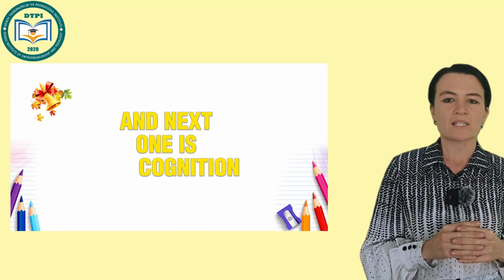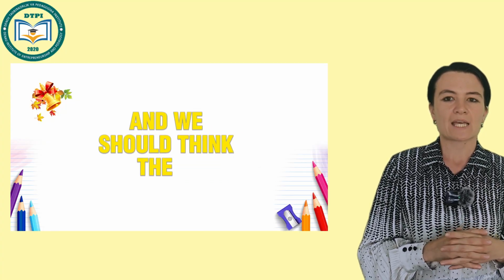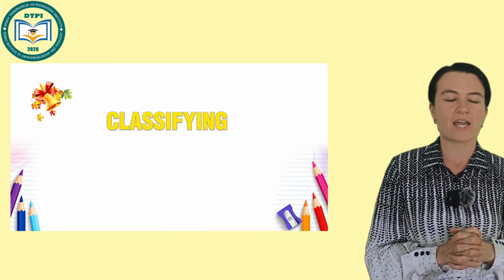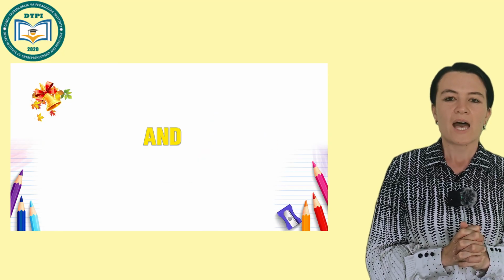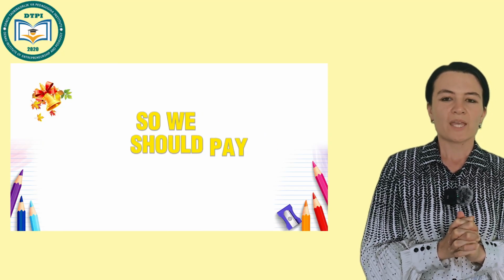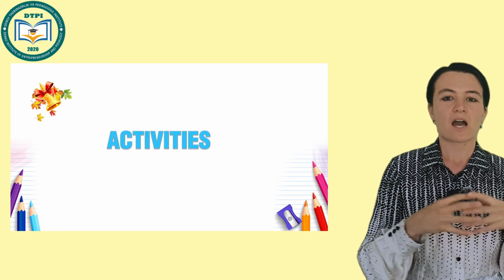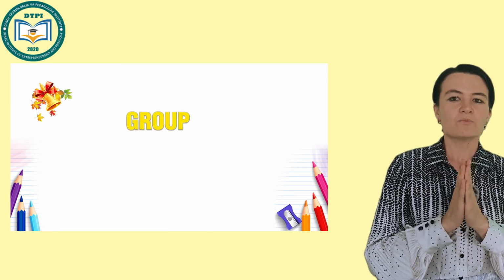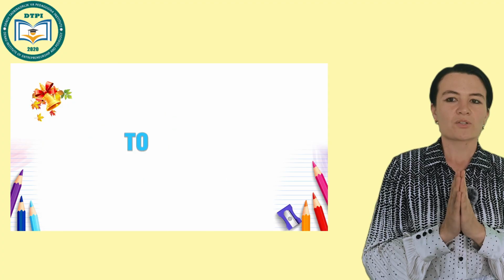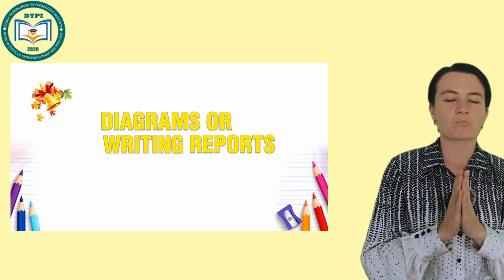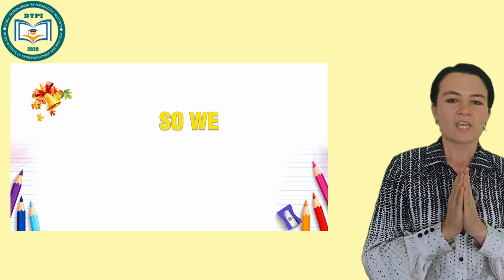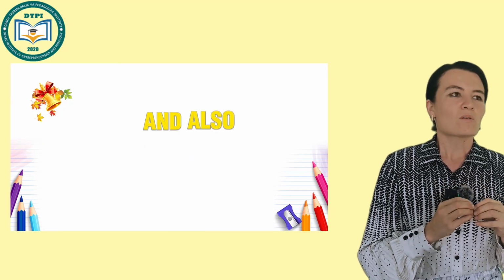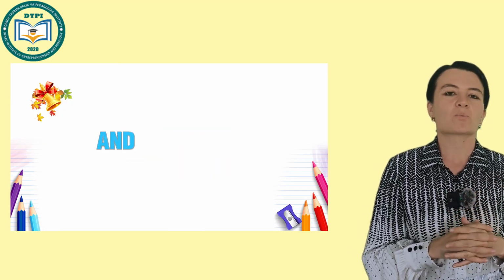And the next one is cognition. We should think about the skills. For example, we can improve their analyzing, classifying, and problem-solving skills. And also, we should pay attention to the activities and ideas. For example, it can be group work or discussions in order to label diagrams or write reports or summaries. So we can also add some quizzes or role plays. And also we can create posters and presentations.